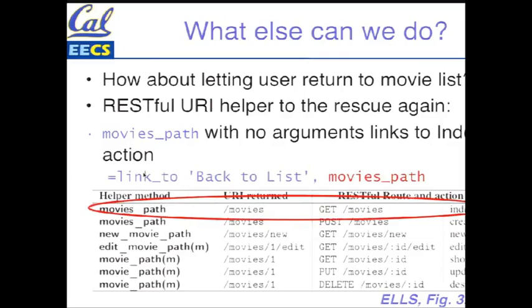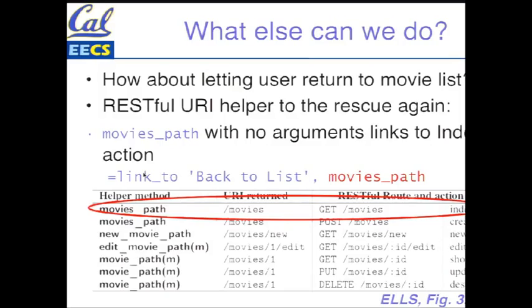So the line that I would add to the show template is link_to, "Back to list" is the text that the user will see that's clickable, and movies_path is a method call. Remember, we're in poetry mode again. We could have said movies_path with empty parens, but why waste perfectly good parens in these difficult economic times? The movies_path helper will generate the URI for us.